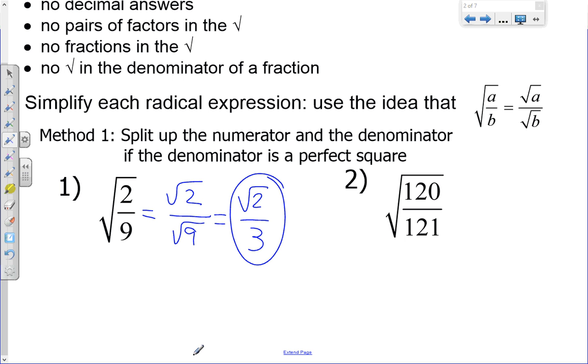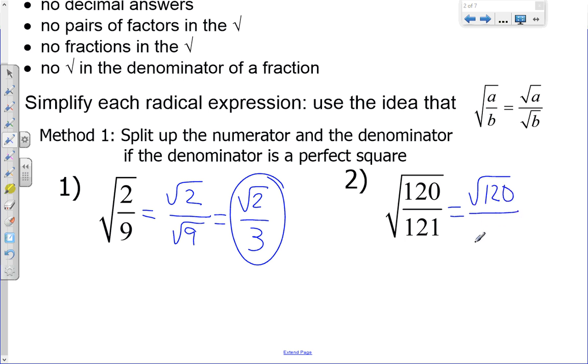So if you look at number 2, the first question we're going to ask ourselves is, is 121 a perfect square? If you're not sure, grab your calculator. The square root of 121. But I heard someone say yes, so we're going to split that up into the square root of 120 over the square root of 121.